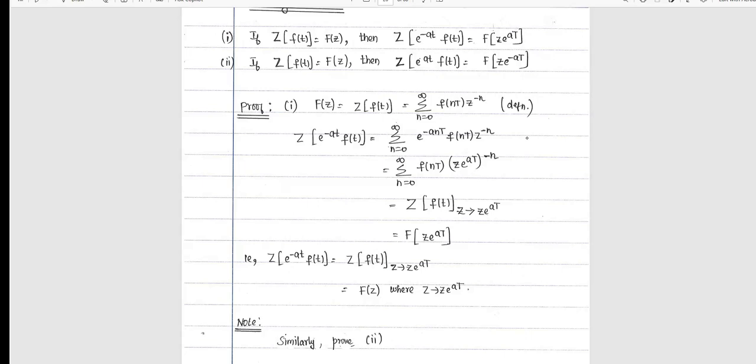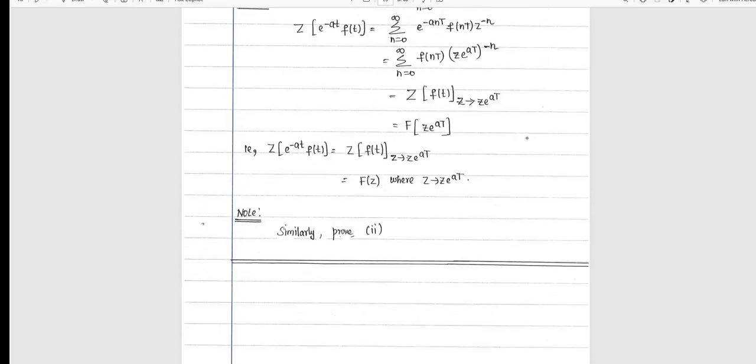Now we are using Z together with e to the power minus at with f(t). The first line of the proof is Z of f(t), and in the next line we are taking Z together with e to the power minus at with f(t). Obviously, as we have discussed in the transform, whatever we have inside, together with Z, we write inside the summation. You remember now?